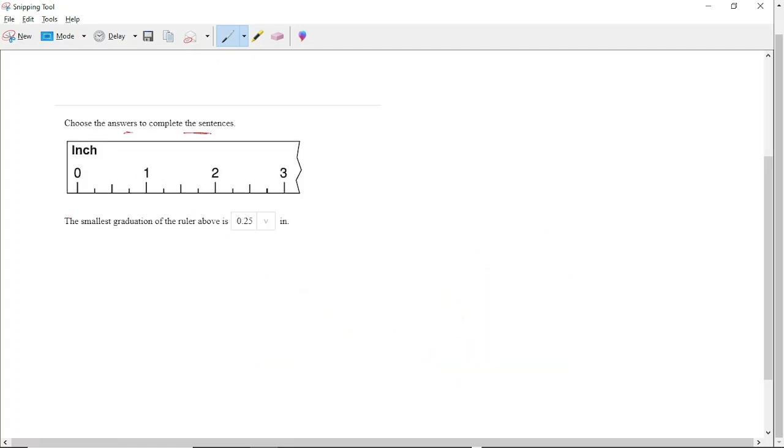Choose the answer to complete the sentences. The smallest graduation of the ruler above. Okay, the graduation scale of any measurement is the difference between any two consecutive numbers. For example, 0, 1, 2, 3. The difference between them is divided by the number of spaces between these two consecutive numbers.